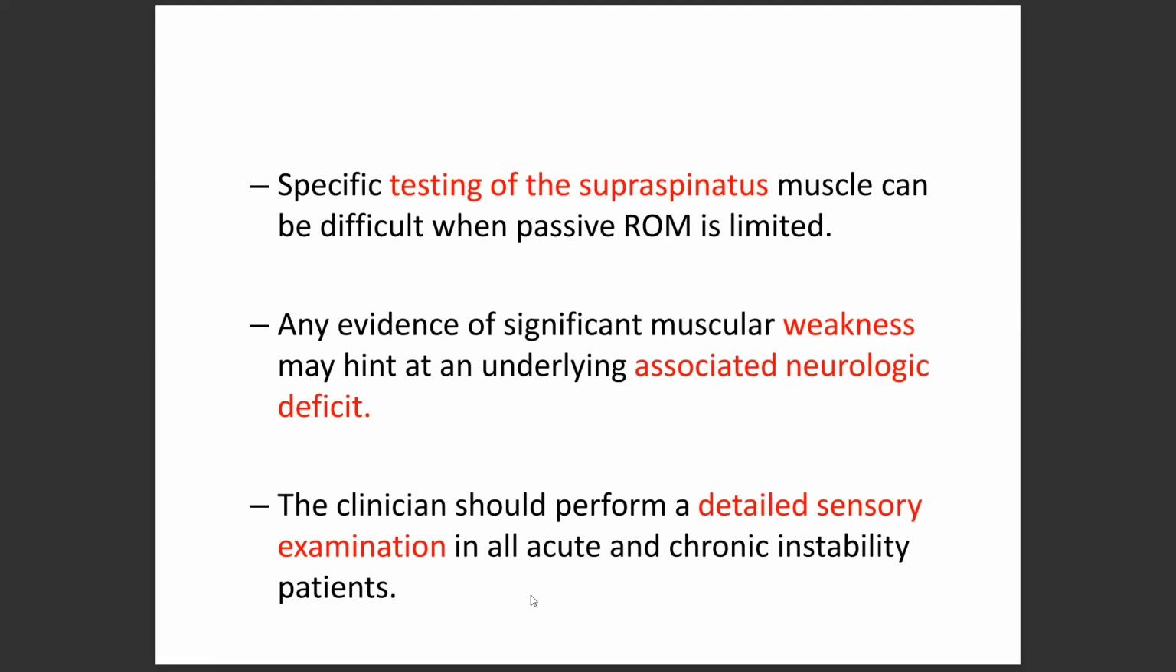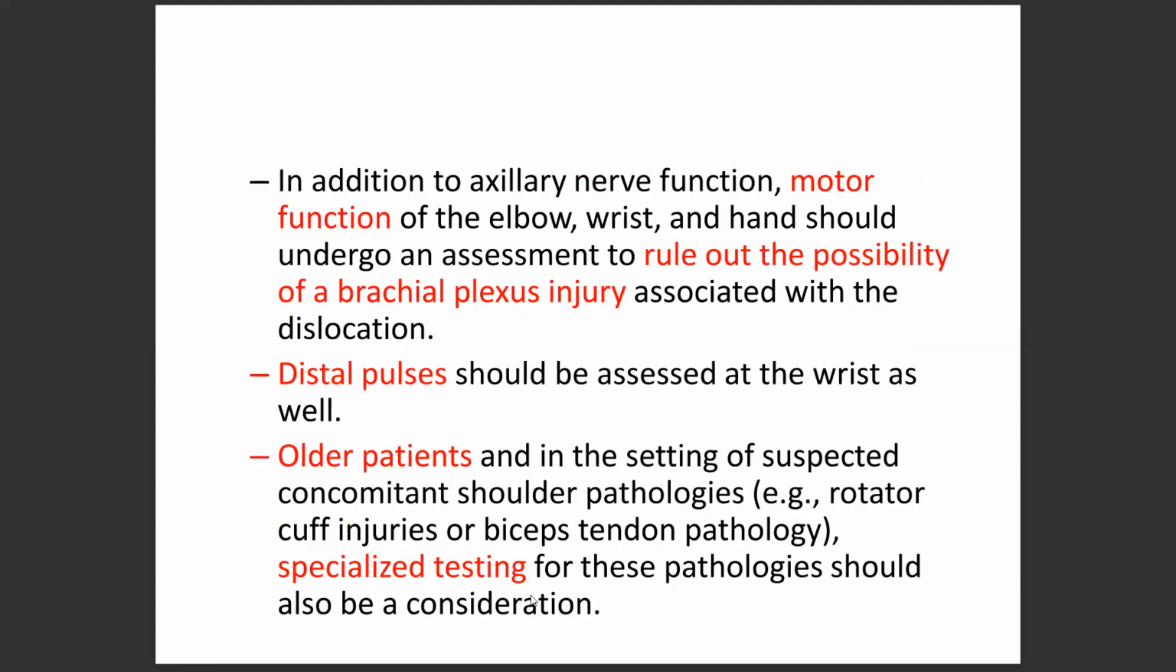Similarly, the clinician should perform a detailed sensory examination in all acute and chronic instability patients. In addition to axillary nerve function, motor function of the elbow, wrist, and hand should undergo assessment to rule out the possibility of a brachial plexus injury associated with the dislocation. Specifically, if there is tingling and pins and needles in the fingers, that will indicate that a brachial plexus injury has been associated with that anterior dislocation.